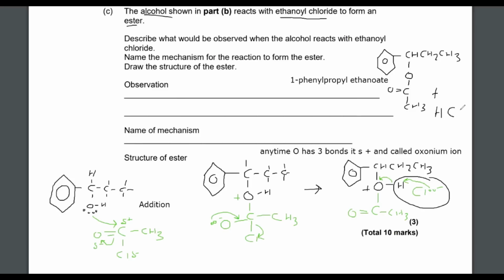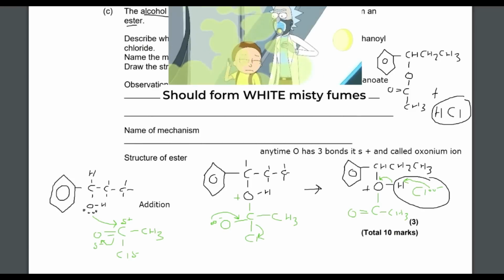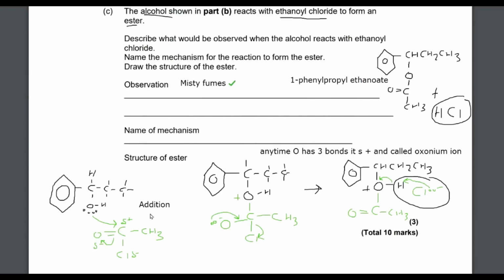Well, look at this hydrogen and chlorine. They're going to form hydrogen chloride, and hydrogen chloride, we're going to see misty fumes. So that's what you would observe with this reaction. That's your second mark. You get one for the structure I've drawn top right.